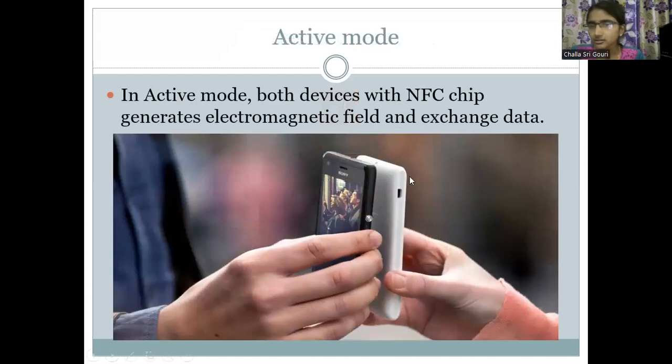So if you see here, you can clearly understand in an active mode what happens is both the devices with NFC chip will generate the electromagnetic field. That means both are equally active and both are generating the field and they are exchanging the data. Such mode we call it as active mode.